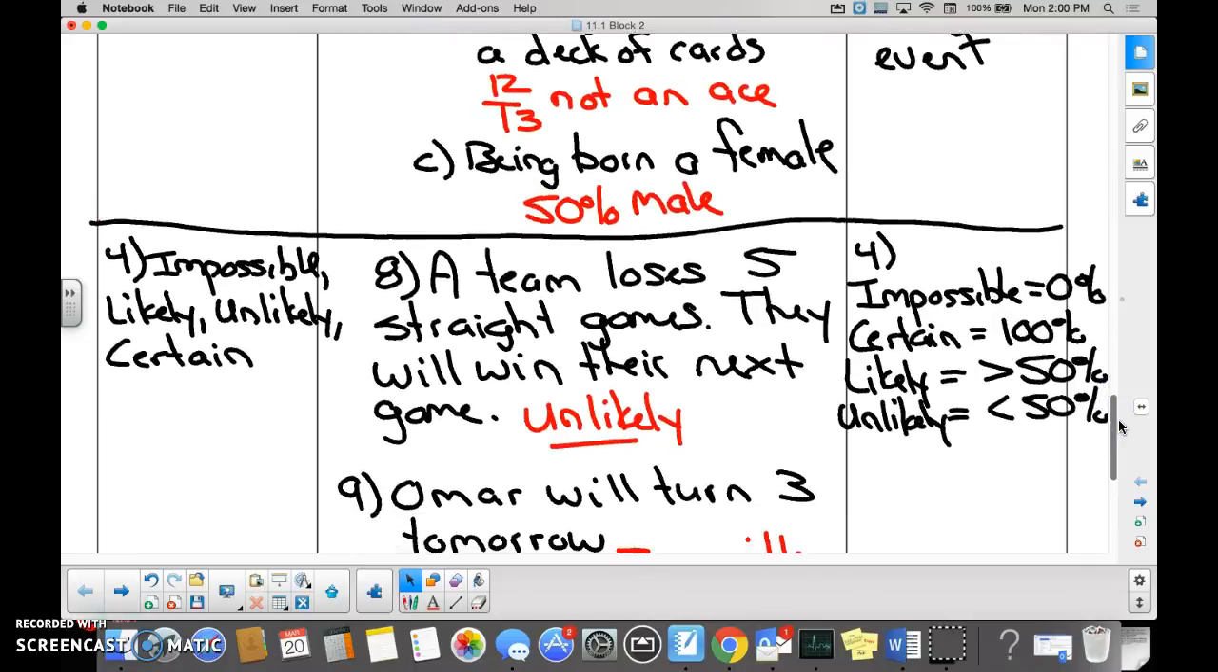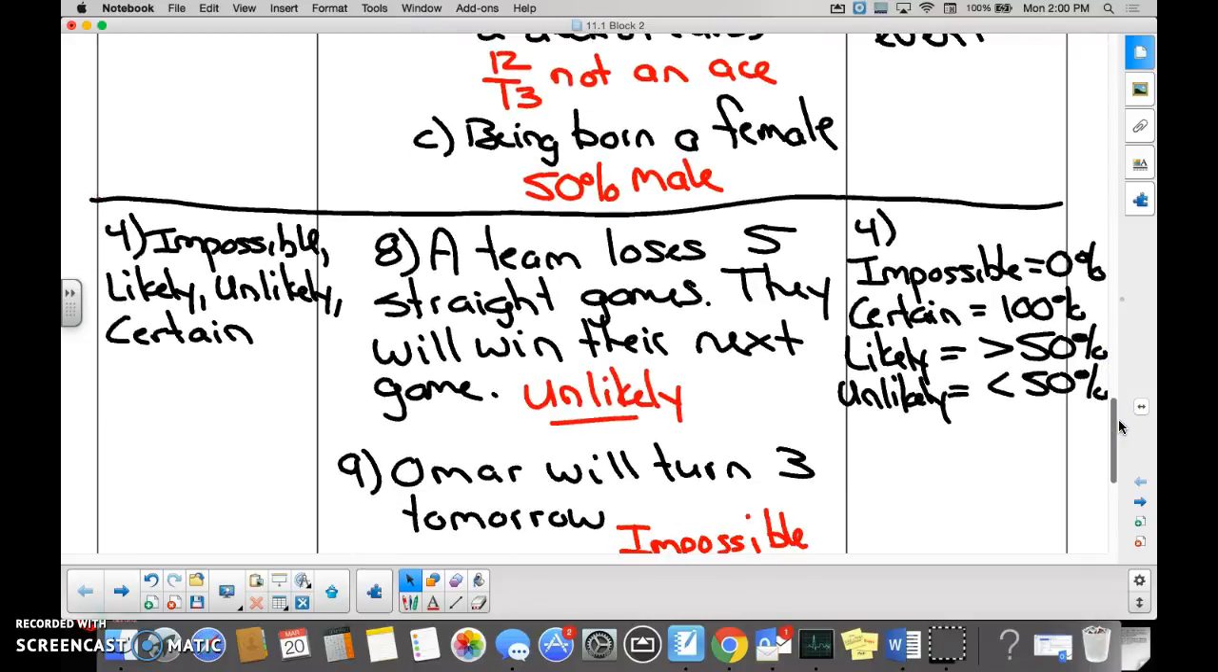In the cheat sheet idea, we put percentages on them. If it's impossible, it cannot happen. If it's certain, it will happen, no questions asked. Likely, greater than 50% of the time. Unlikely, less than 50% of the time. Questions?